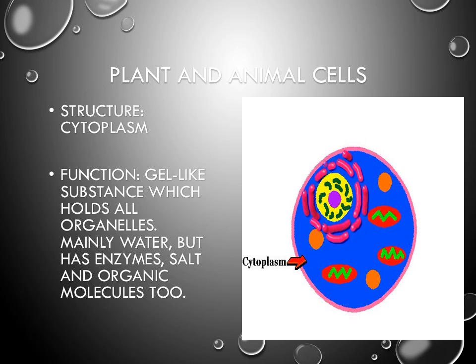Again, both plant and animal cells have cytoplasm. The function of cytoplasm, first of all, what it is, it's like a gel-like substance. So I explained it in class as kind of like a jello, and all the organelles are sitting in the jello-like substance. So it's mainly water, but there's also enzymes, salt, and organic molecules as well that help hold the organelles in place.